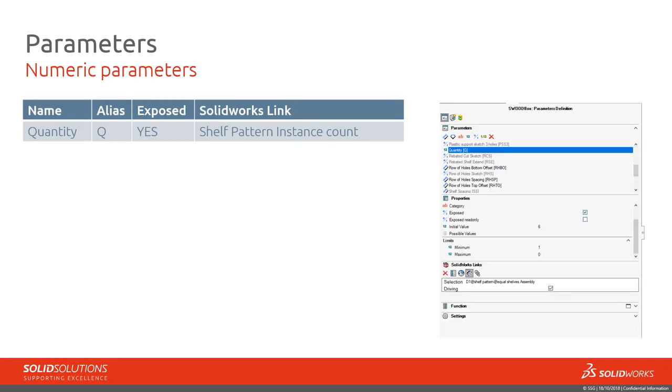Moving on to the numeric options, we've got quantity, and again we've assigned it an alias. We've asked for it to be exposed so that this can be controlled within the SWOOD environment, and again that will be linked to the shelf pattern instance count. So should we increase the quantity of the SWOODBox, we'll find the instance count of the pattern driving the number of shelves and their visibility will be increased due to the code that is controlling it.